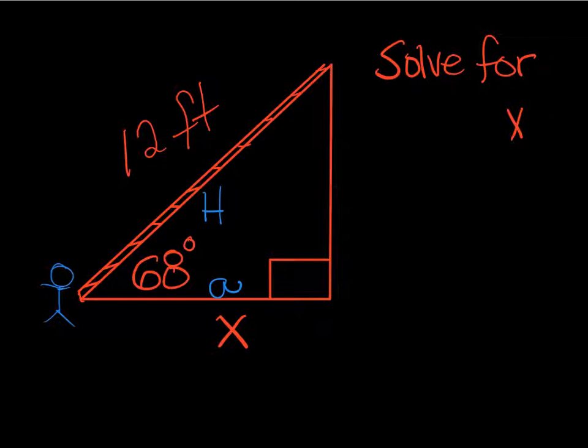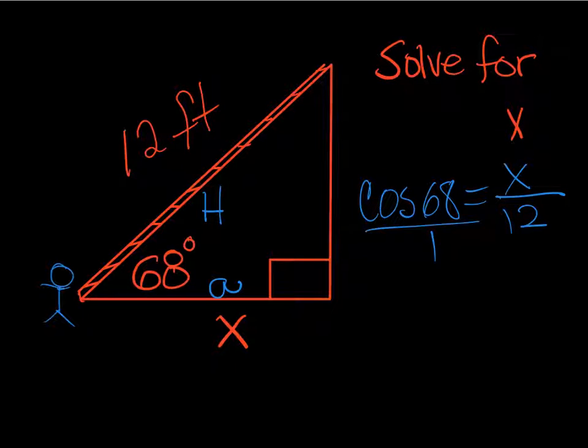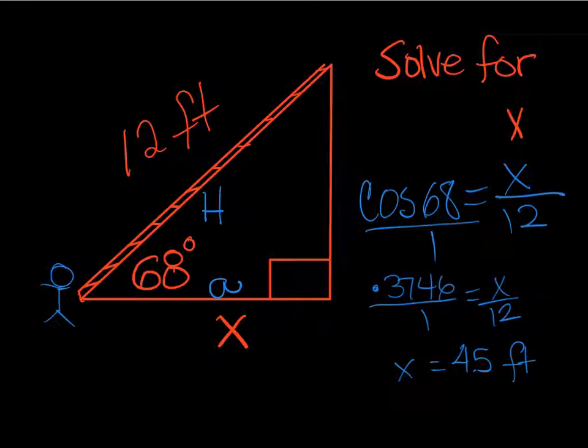So from where I'm standing, I have adjacent and hypotenuse. So SOH CAH TOA, that's going to be cosine. Cosine, the angle goes on one side of the equation, and the sides as a ratio go on the other. So it's going to be x and 12. We're going to change cosine of 68 into a decimal, and let's see what we get. X is equal to 4.5 feet. And that concludes our lesson on trig.